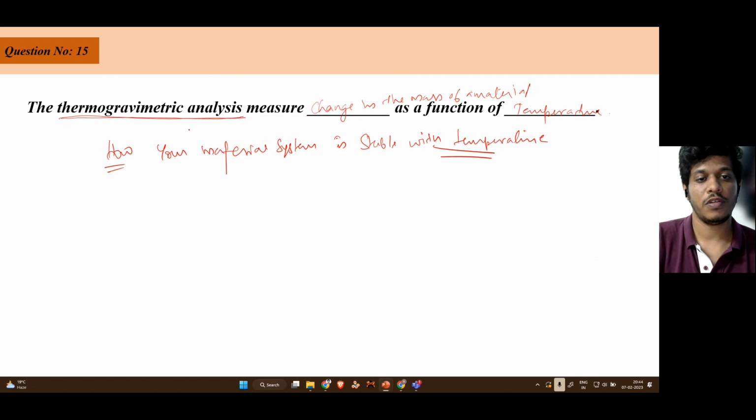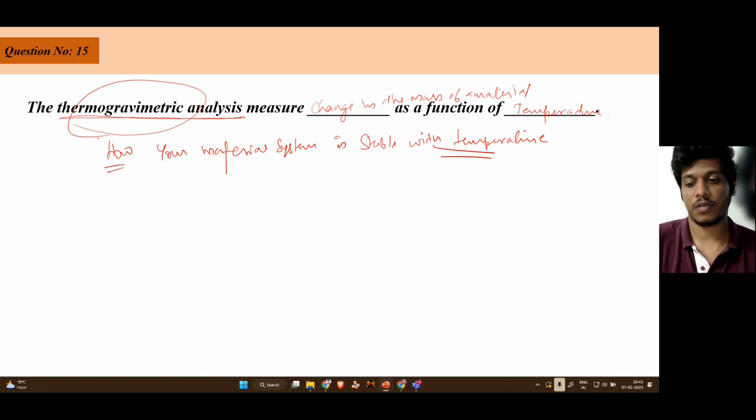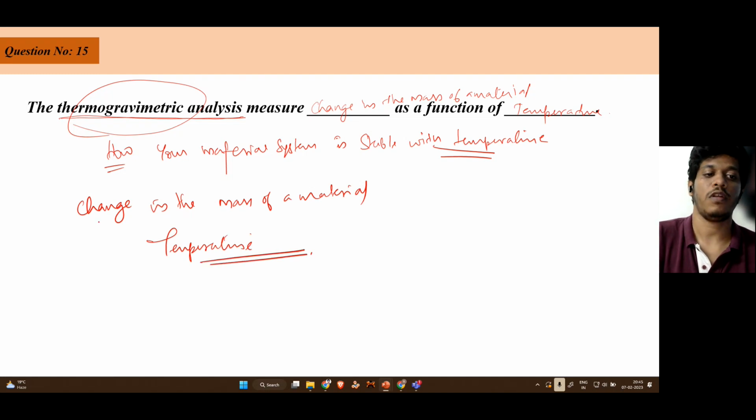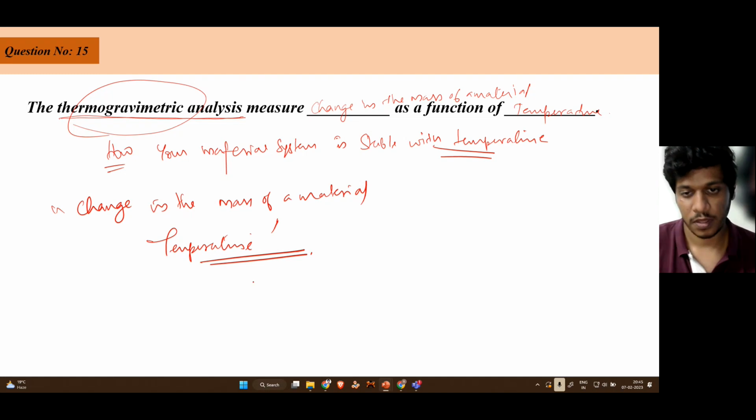Now, the other regularly used technique is thermogravimetric analysis. The question here is, thermogravimetric analysis measures dash as a function of dash. Basically, thermogravimetric analysis measures the change in the mass of a material with a change in the temperature. Yeah, so this is the required answer.